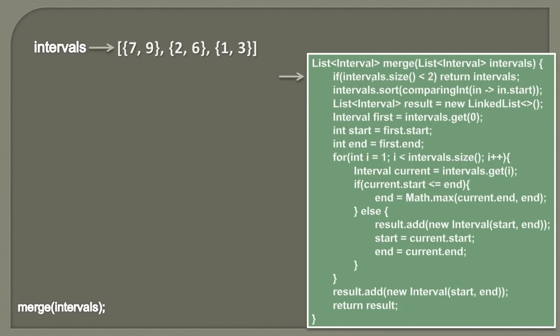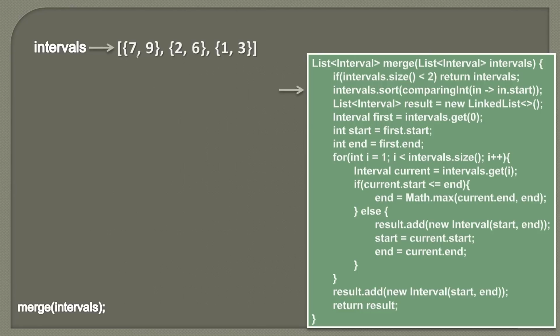So the first thing we have to check is whether the interval size is less than 2 or not. If it is less than 2, it means the list has either 0 elements or 1 element. It means there is only one interval or 0 intervals. So we don't have to merge anything, we simply return the same list back. So this is one edge case. Currently intervals.size is 3, therefore it is not less than 2.